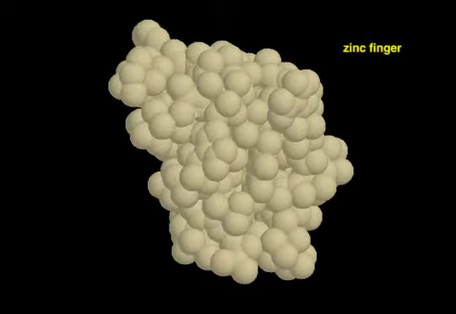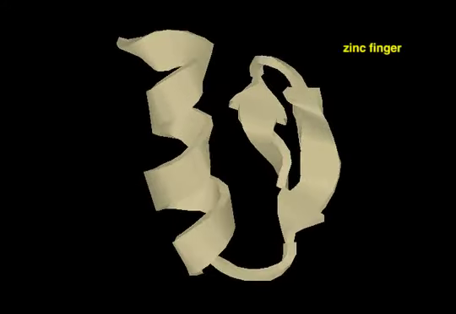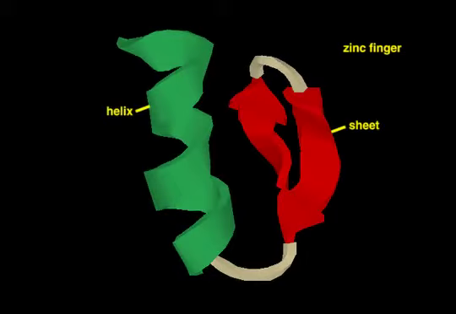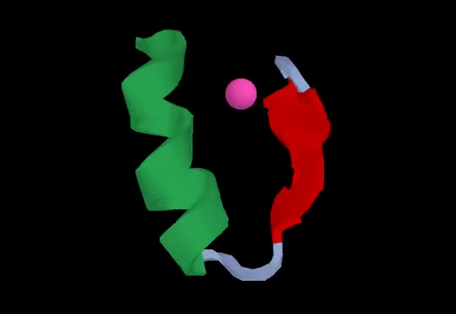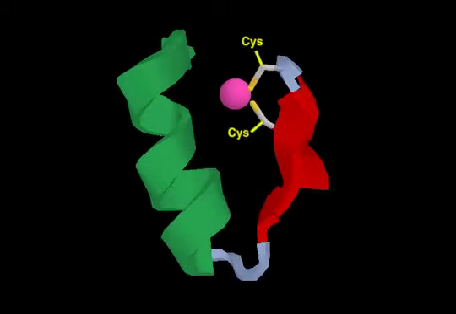Zinc finger domains are structural motifs used by a large class of DNA binding proteins. They use centrally coordinated zinc atoms as crucial structural elements. The zinc atom is coordinated by 2 cysteine residues from the beta sheet and 2 histidine residues from the alpha helix.